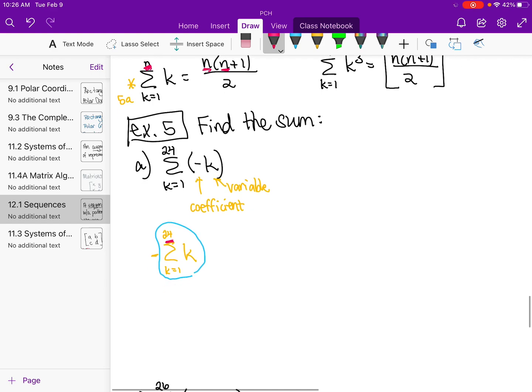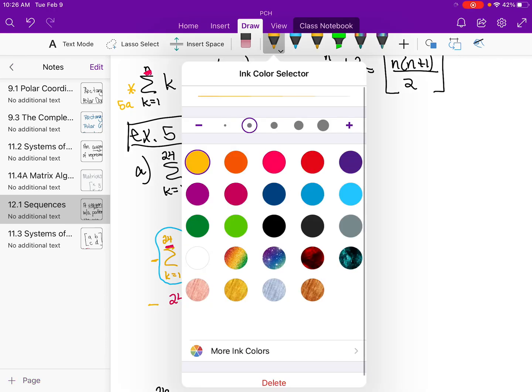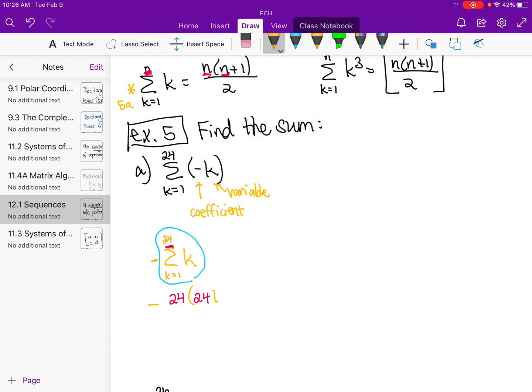Okay, so the negative is going to hang on for the ride. Then the formula is going to be, I'm going to see if I can color code this. I'm going to put the 24 in for both of the n's, and everything surrounding is going to stay the same. And then I just have to do the math. I literally am just plugging 24 into that formula.